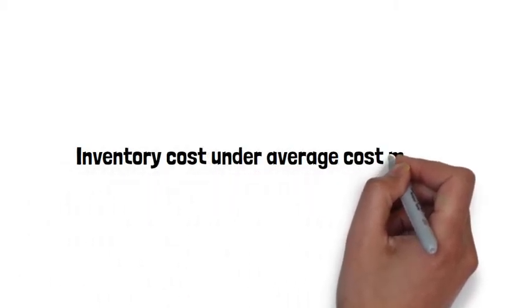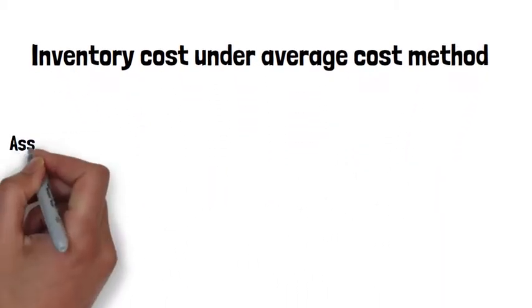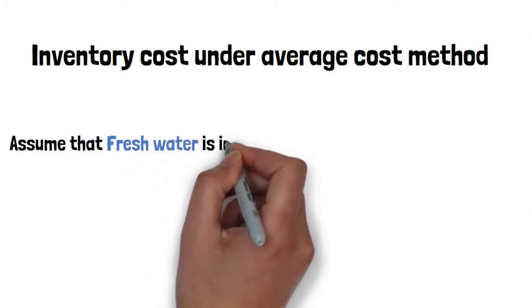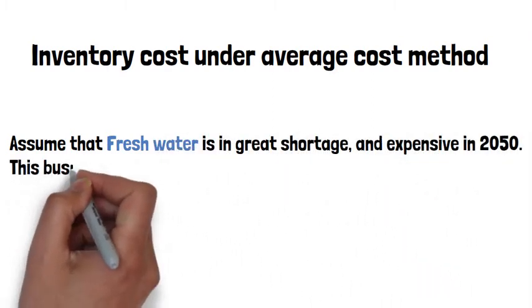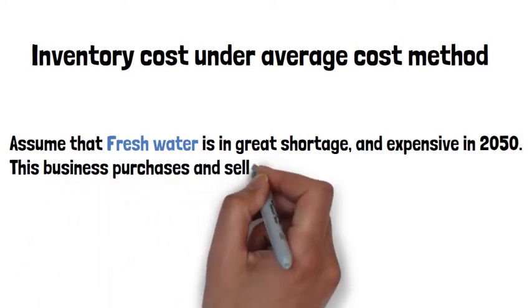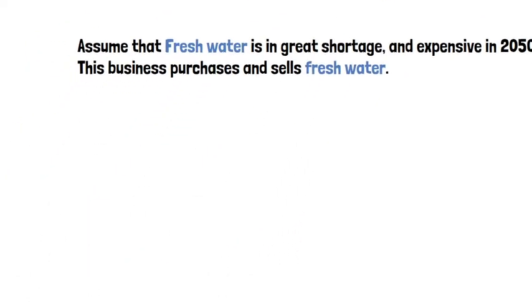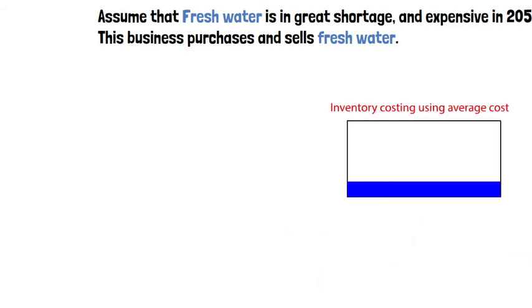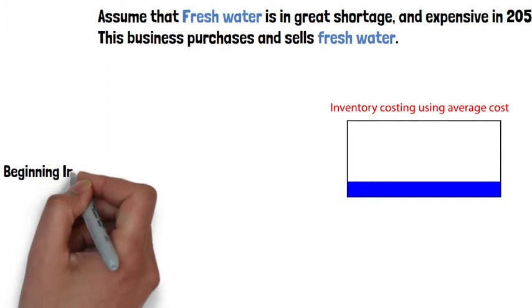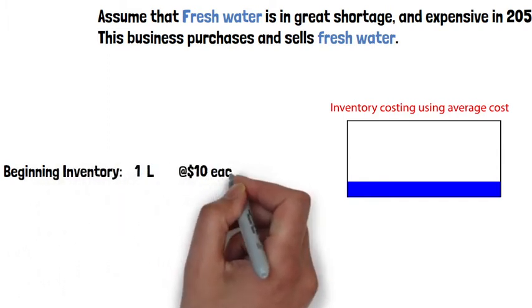In this lecture, I'm going to show you the inventory cost calculated under the average cost method. Let's assume fresh water is very expensive in 2050, and this business is about purchasing and selling fresh water. Suppose this is our inventory water tank. Our beginning inventory is 1 liter.